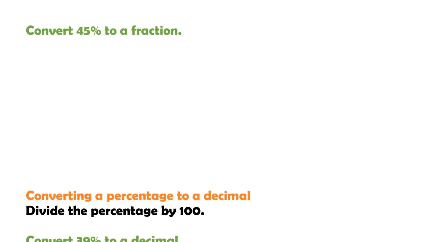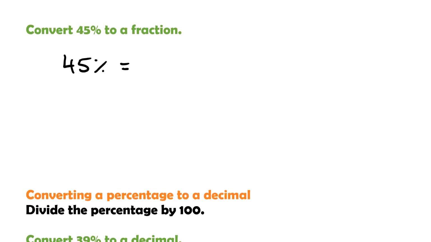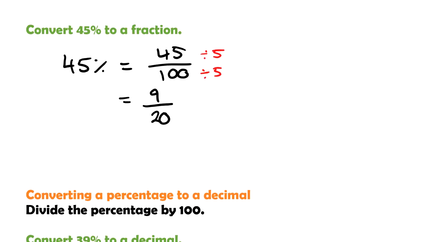Convert 45% to a fraction. So the same thing, 45% is going to equal 45 over 100. We then need to try to simplify it, because in this case we can. There is a common number that goes into both 45 and 100, and that's 5. So we're going to divide by 5, and what we get is 9 over 20. Alright, so again with a percentage to a fraction, you just put it over 100.